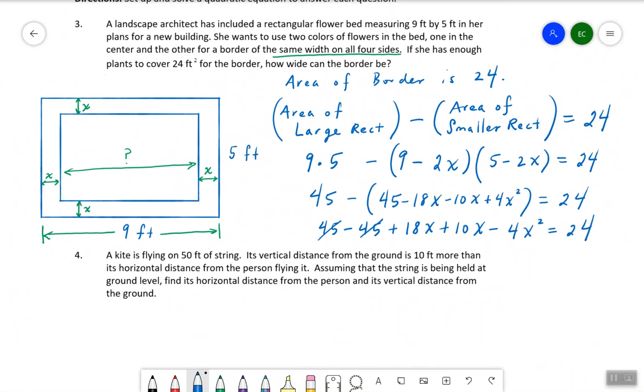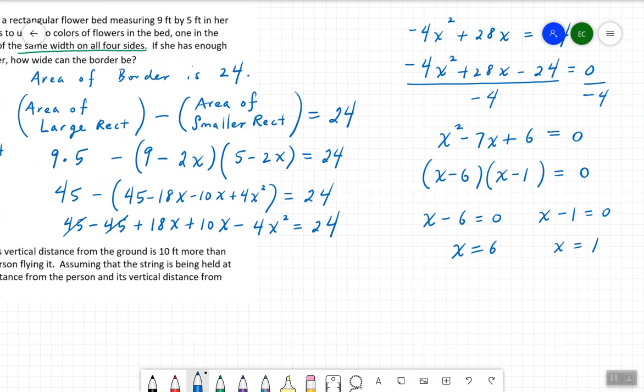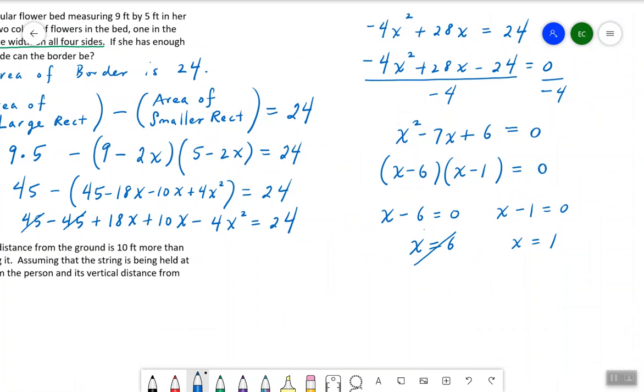Well, if you look back at the situation here, the entire bed is only 9 feet long. And so if x were 6 feet on one side and then on the other, there wouldn't be any room. That would be 12 feet of border total, and there wouldn't be any room left over for the flowers in the middle. So that wouldn't make sense, and so we have to throw it away. X can't be equal to 6, and so the only reasonable answer is that the border is exactly 1 foot.